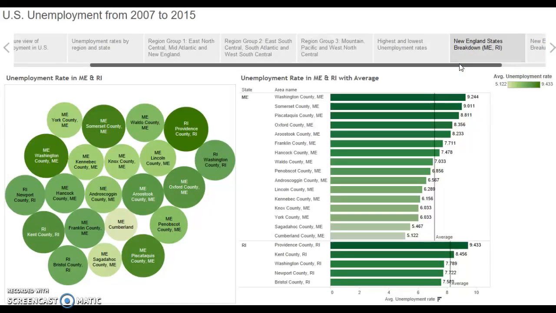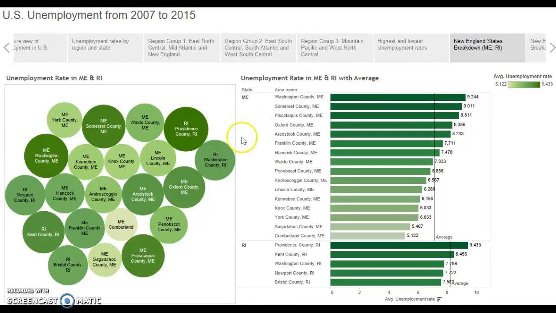And next, I took a closer look at states and regions in the United States, more specifically New England. There's 6 states in New England, and as you can see here, Maine had a relatively broad range of unemployment rates across the state.